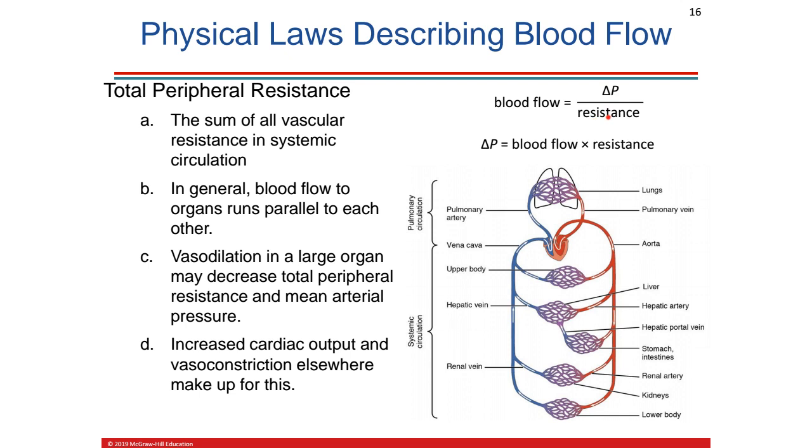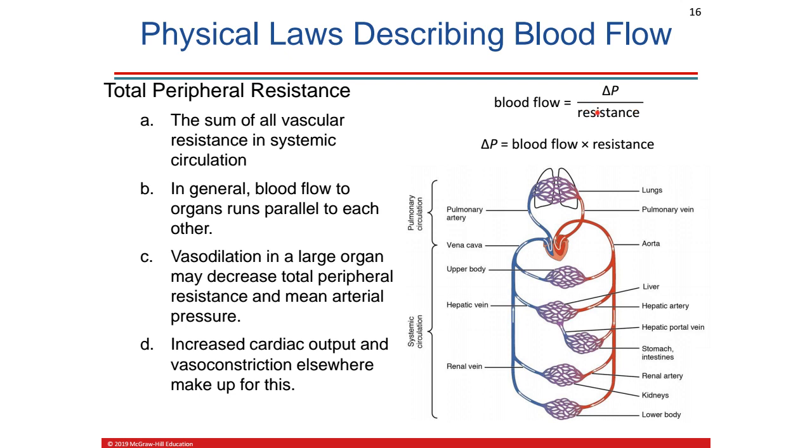Okay, so if we look at this first equation, which is blood flow equals the change in pressure over resistance, imagine we apply this to one of these capillary beds. Well, if there's a decrease in resistance and we have the same pressure, which is going to be our mean arterial pressure, then we'll have an increase in blood flow. If we look at another capillary bed and there's vasoconstriction there, then there's going to be an increase in resistance. Let's say we keep the mean arterial pressure, which is our delta P, the same, then that would mean there's a decrease in blood flow. So we can use this equation to help us understand how blood flow can change through different organs.